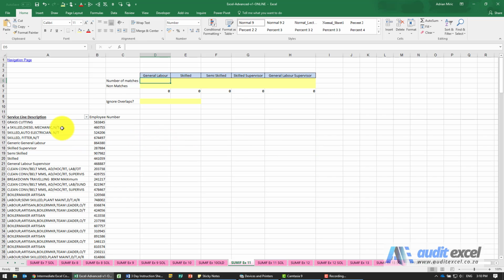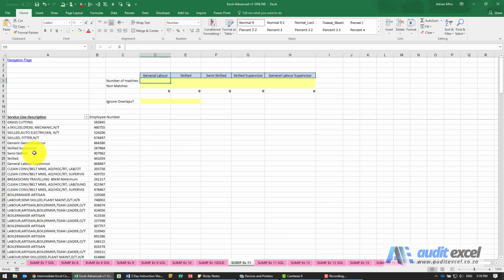In this example, we've got a whole lot of job descriptions and the employee number. We want to work out how many have the words general labor in here. So somewhere in here there's the words general labor. How many have the words skilled, semi-skilled, skilled supervisor, general labor supervisor.